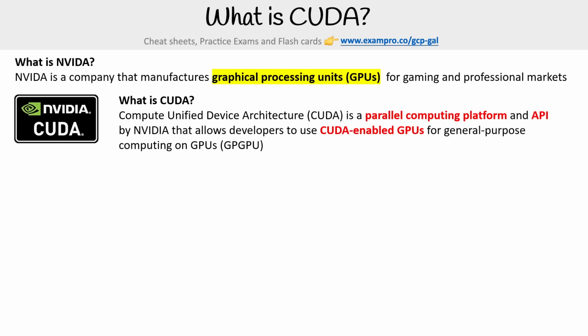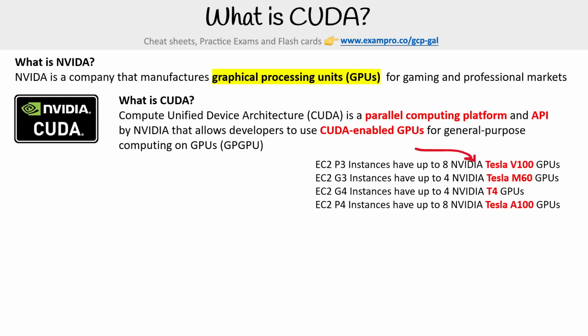Over on AWS, they have a bunch of instances that can utilize NVIDIA GPUs. AWS is always changing the instances, so these could be old. But you can see we have a P3, which has the Tesla V100. You have the G3 with the Tesla M60, the G4 with the T4, the P4 with the Tesla A100. So these are probably old ones. There are new instances with newer NVIDIA cards. But my point is that AWS has GPUs that you can utilize.